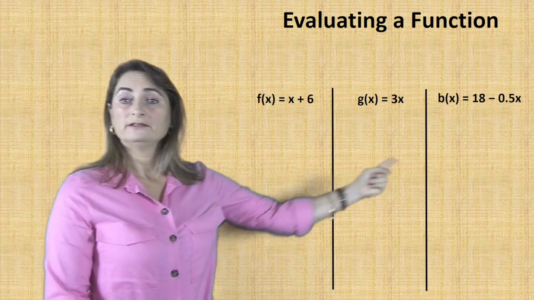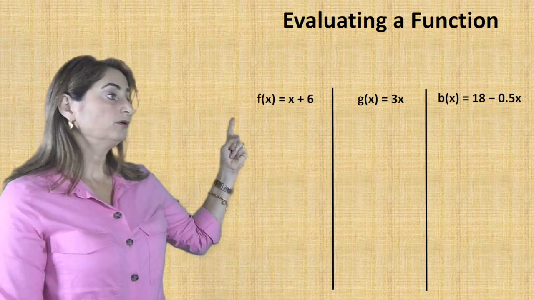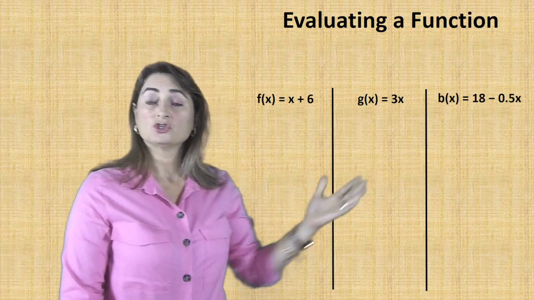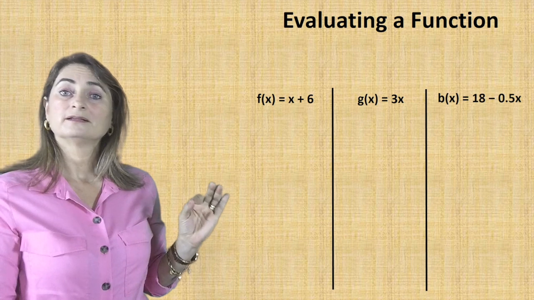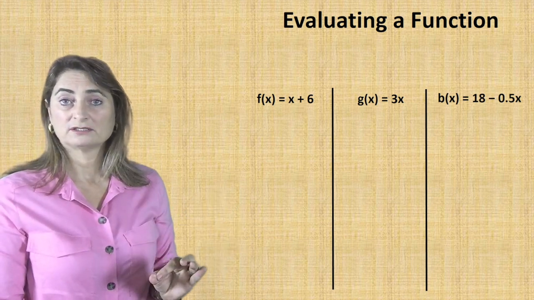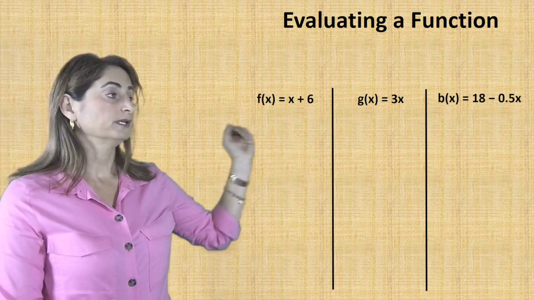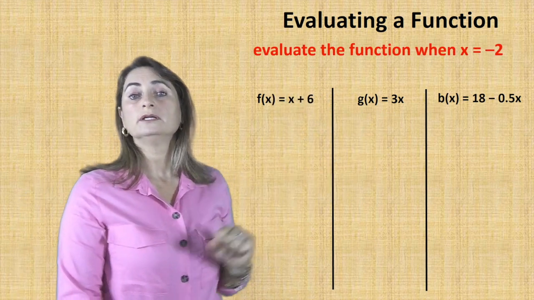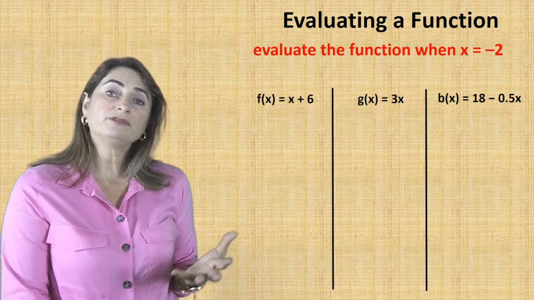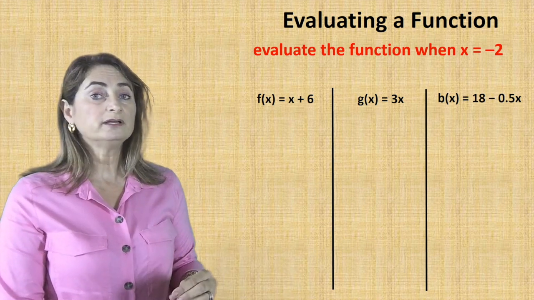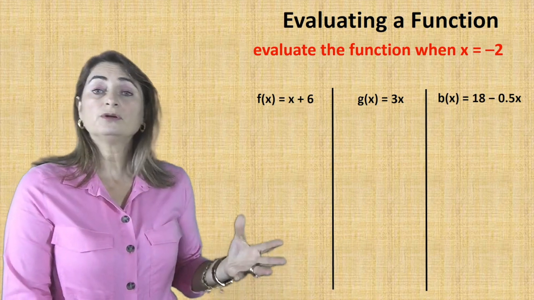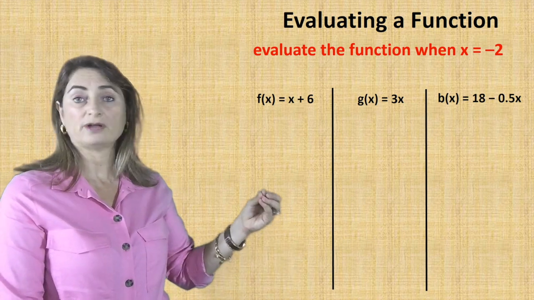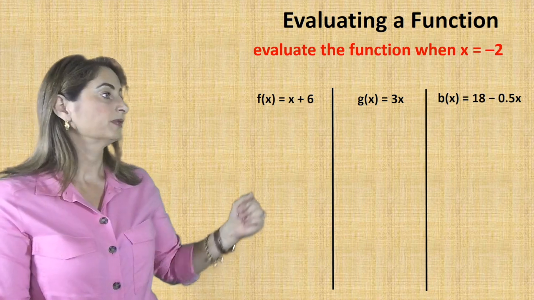Here are three different functions. Watch how we wrote f of x, g of x, and b of x. So you don't have to write f to represent a function. You can write any letter, as you can see. So evaluate the function when x equals -2, which means I'm trying to find what the output is. I'm trying to find what the range is, or what b of x is, or g of x, or f of x, which is the y value.